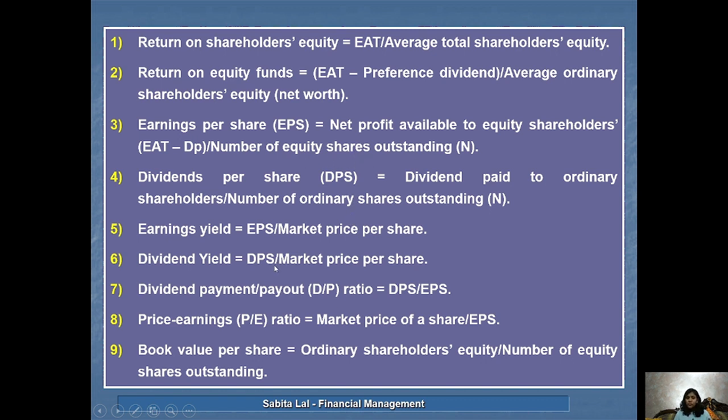Then if DPS is not given and dividend yield is given, and MPS is given, I should know how to calculate DPS. PE ratio, MPS by EPS, is very important. From the company's PE ratio we will know how the company's market price per share compares with the EPS. So these things are very important. If you know this, you are able to invest in any particular share. That's why it is very good.